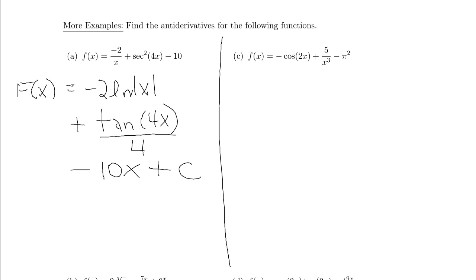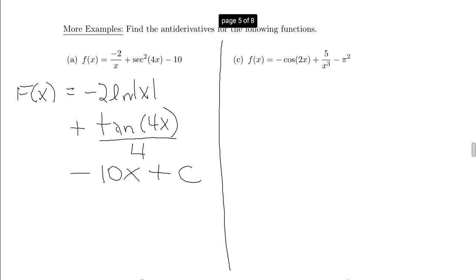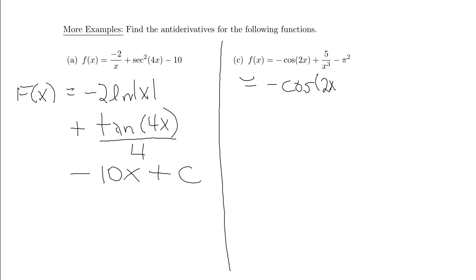And so for part C, I have f of x is equal to minus cosine of 2x plus 5x to the power of 5 over x cubed minus pi squared. So I actually, to start, rewrote this function. I rewrote this as a minus cosine of 2x, so I didn't change that part. But the 5 over x cubed, I rewrote as 5x to the power of negative 3. Sorry, this is messy. So we have 5x to the negative 3 minus pi squared.